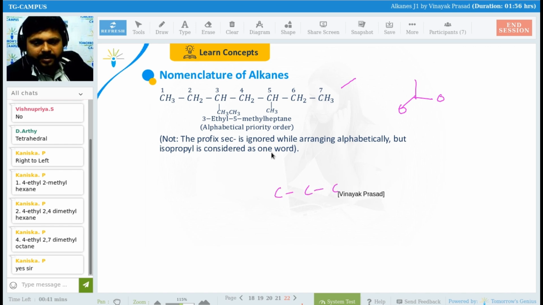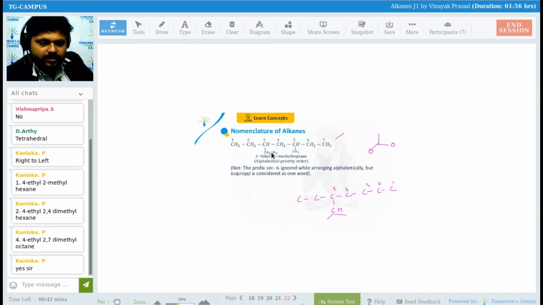Carbon, carbon, carbon. Total number of carbon is what? 5, 6, 7, right? At third position, what is there? Sorry, if you count from the right hand side: 1, 2, 3, 4, fifth. What group is there at fifth position? CH is there. And this C is attached with another.